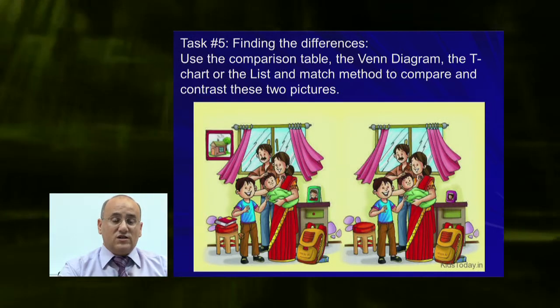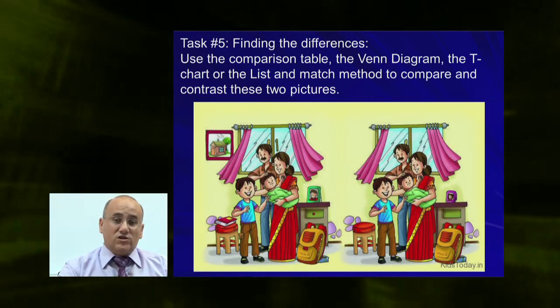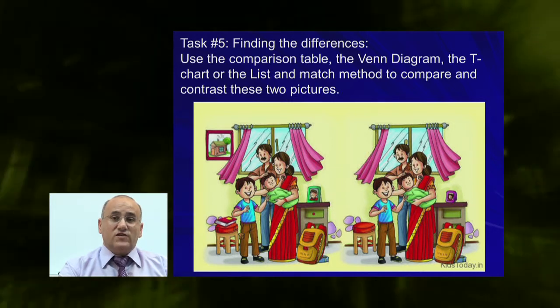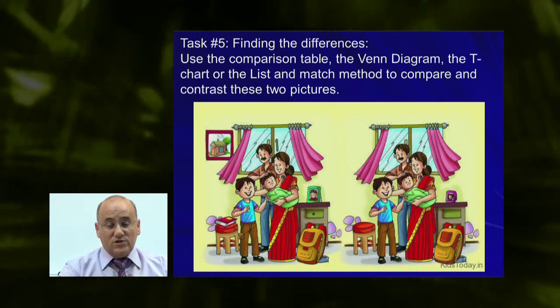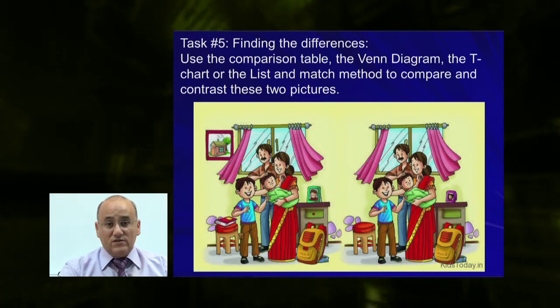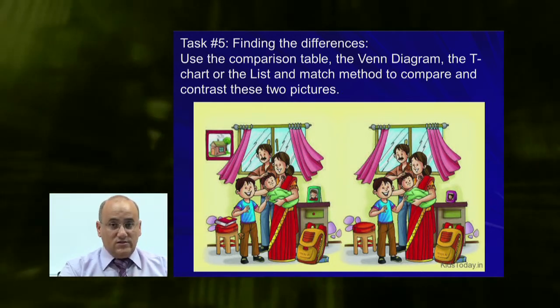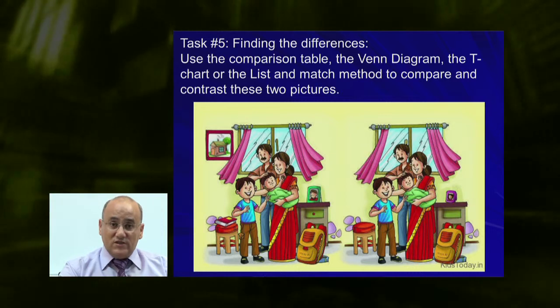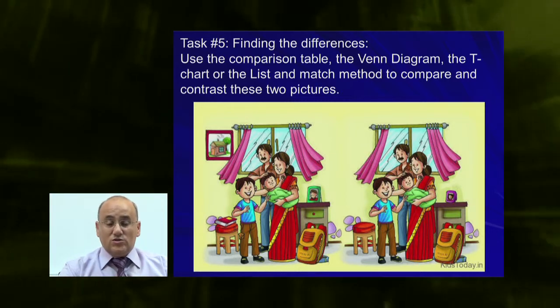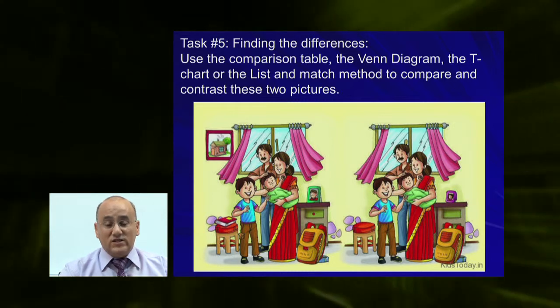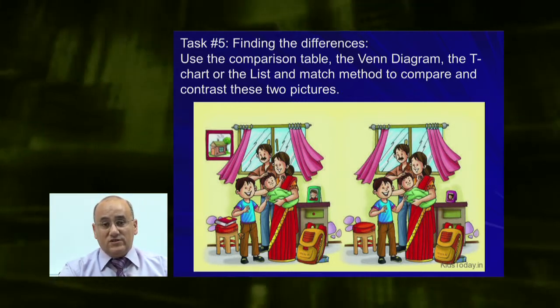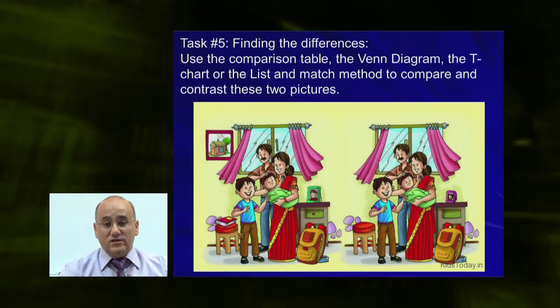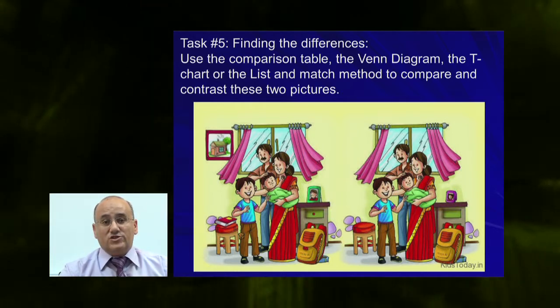One other way to find the similarities and differences between things is to find pictures, and these pictures are available on the internet. You can find lots of them. Get them and try to find the differences between the two pictures. Normally, these pictures have between 7 and 10 mistakes or 10 differences between them. When you try to find the differences between them, what's left is the similarities. So, mainly these two pictures are quite similar, but they have some differences. Try to find them, and then it will be easy for you to talk about these two pictures.